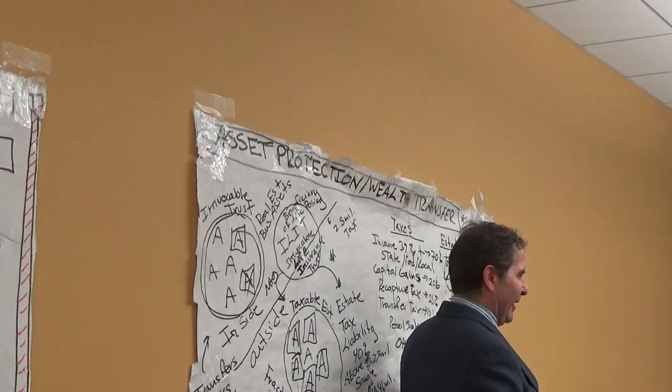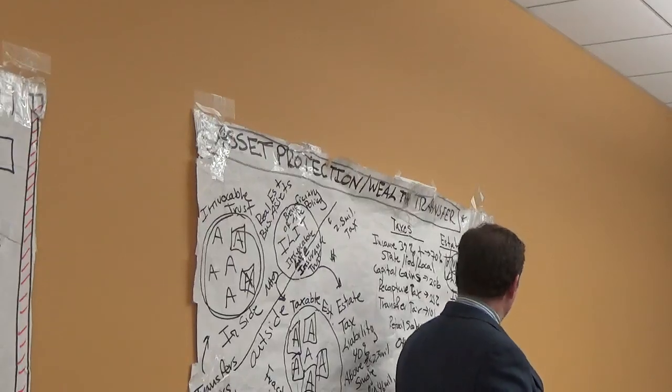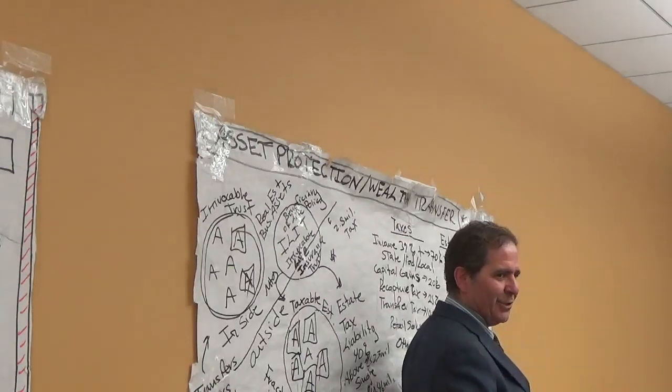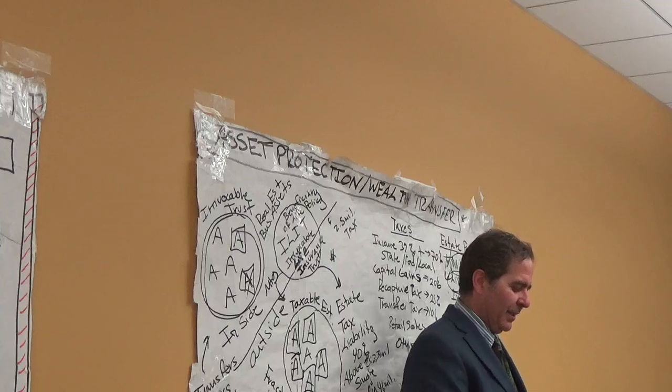These are two of my favorite right here: the dynasty trust and the generation skipping trust. These are two of my favorites. Okay, let's do the scenario here.